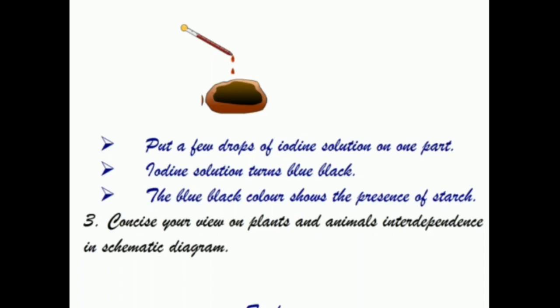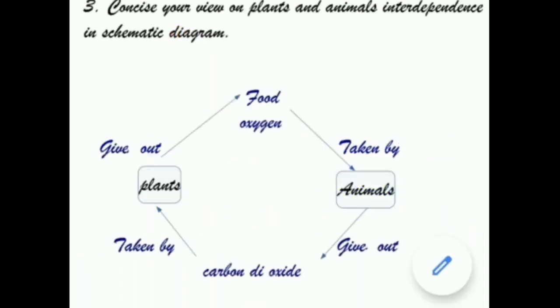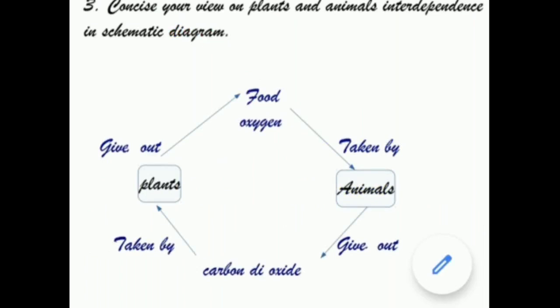Express your view on plants and animals' interdependence in a schematic diagram. Children, draw the diagram, then write, plants give out food and oxygen. Food and oxygen are taken by the animals. Then animals give out carbon dioxide. The carbon dioxide is again taken by the plants.